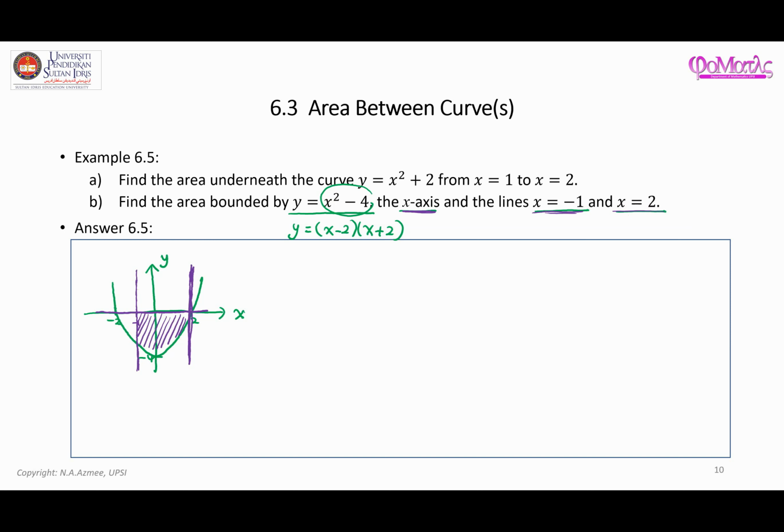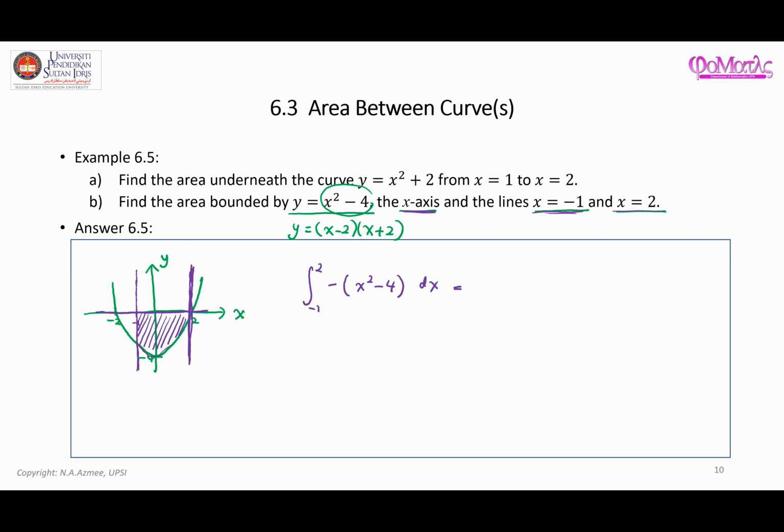We need to find the area under the curve here, or above the curve in this case. Because the curve is below the x-axis, the area is going to be negative unless you take the absolute value and turn it into a positive value. I have explained to you how to turn a negative function into a positive function: you add a negative sign outside the function and integrate with respect to x, and the limit is going to be from negative 1 until 2.